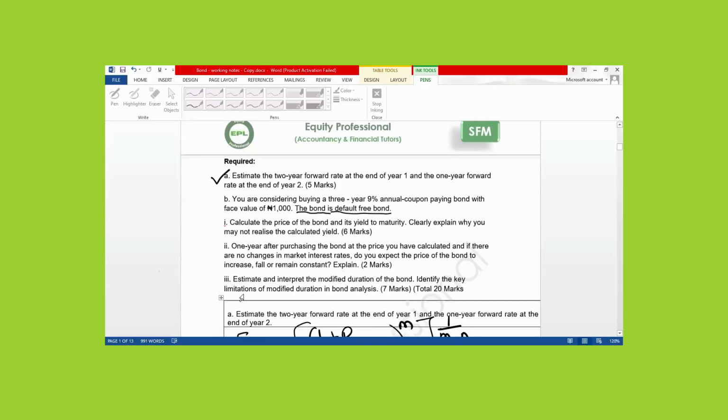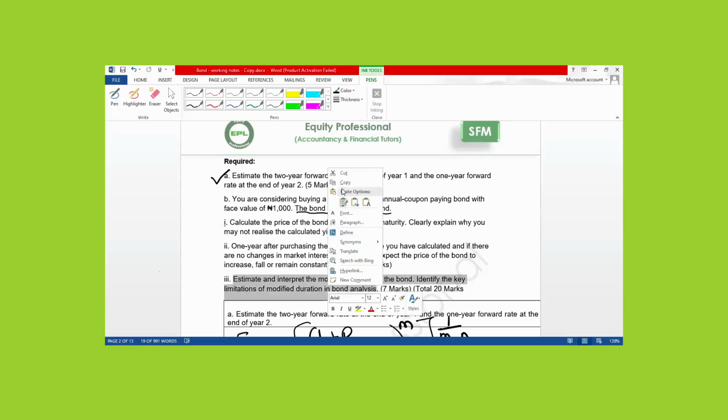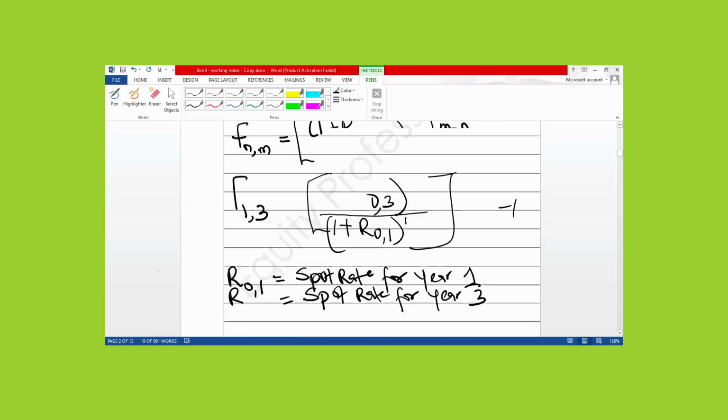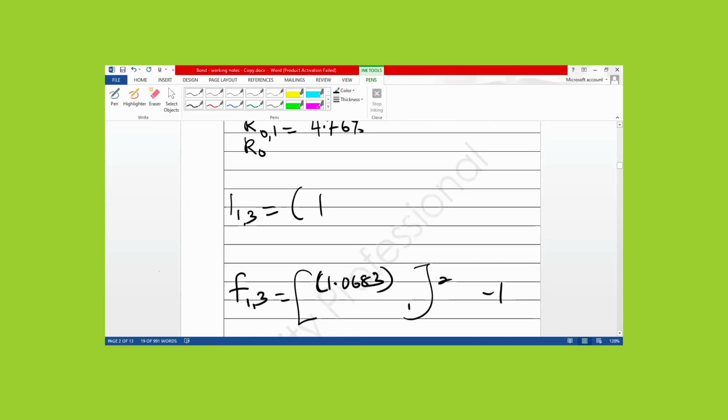The last requirement, estimate and interpret modified duration. I have just like 10 minutes. Estimate and interpret modified duration. How can we estimate modified duration?